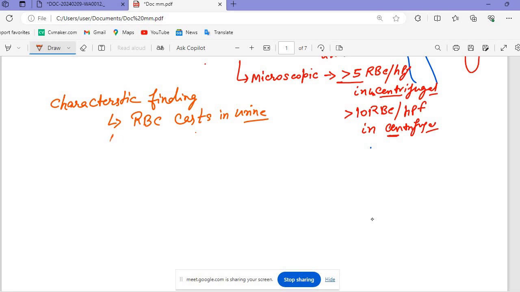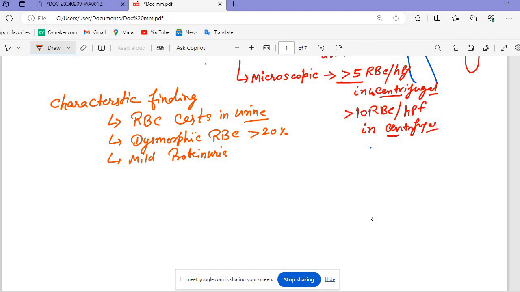Other things we will see are dysmorphic RBCs. What does dysmorphic RBC mean? RBCs having an abnormal shape. These dysmorphic RBCs will be more than 20%. Other than that, we can have mild proteinuria. We will study all these glomerulonephritis types, nephrotic, RPGN, PSGN, in every condition.